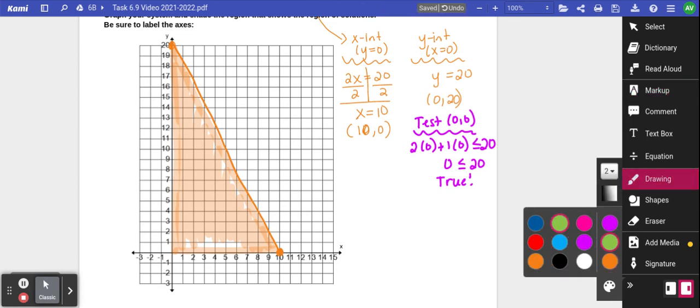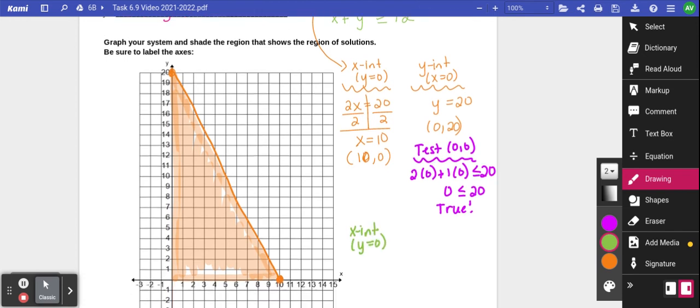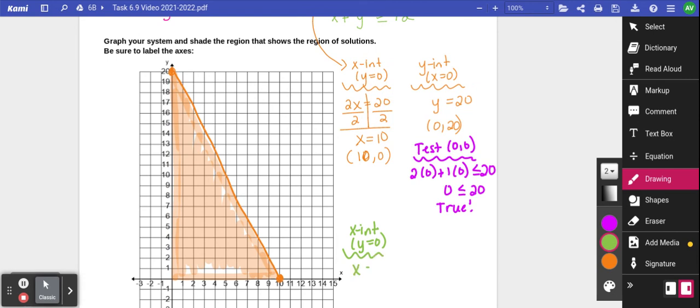Next, let's work on the second line that we have here. So we are going to find the x-intercept, which is the place where y is 0. The x-intercept would just be x equals 12. So we would have the point (12, 0). To find the y-intercept, which is the place where x is equal to 0, we would have y equals 12. So we would have (0, 12).